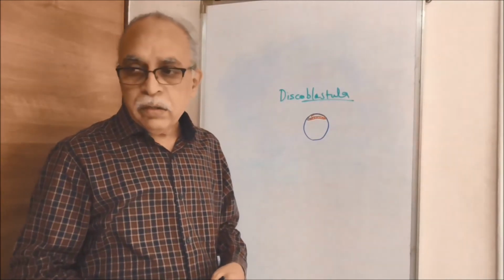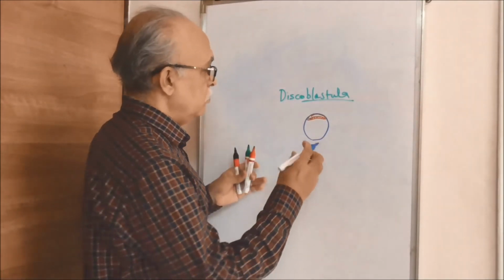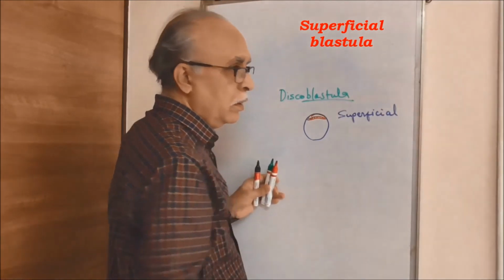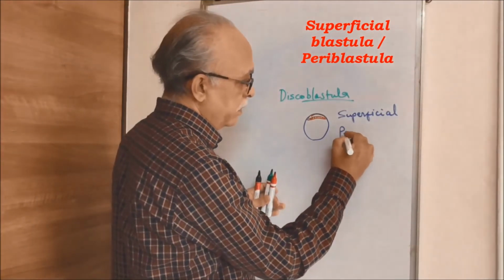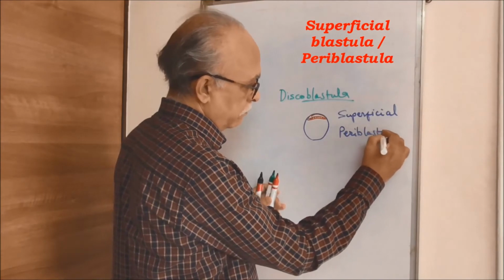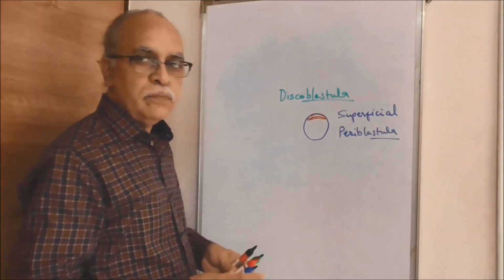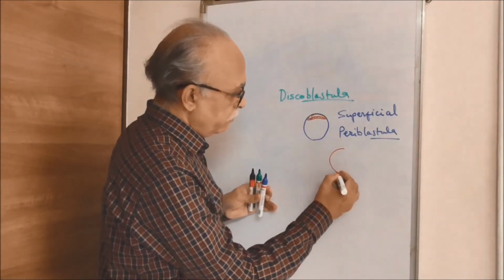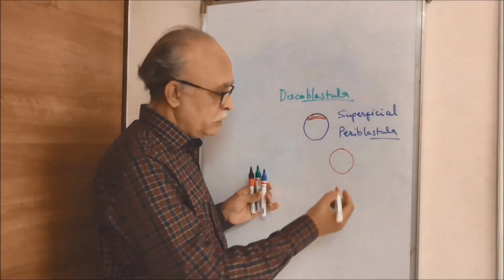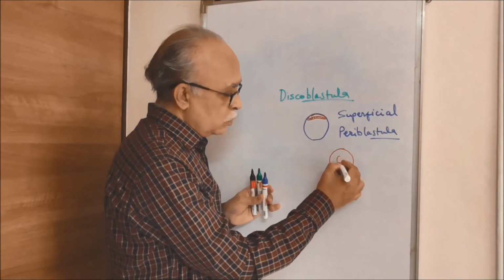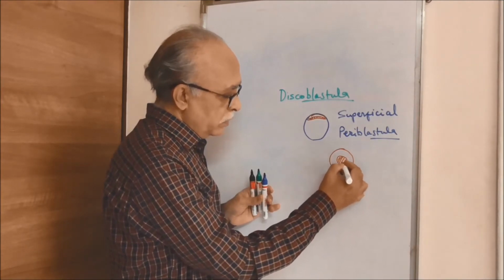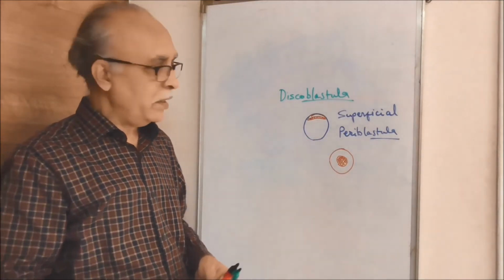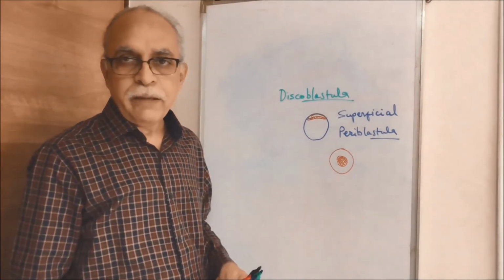Then the other type would be superficial blastula or periblastula. This is also found in discoid cleavage. But here, suppose this is the sphere that we are referring to as blastula, the cells or whatever cavity, it's related to only this part. The cavity and blastomeres will be only related to this region. And that's called superficial blastula or periblastula.